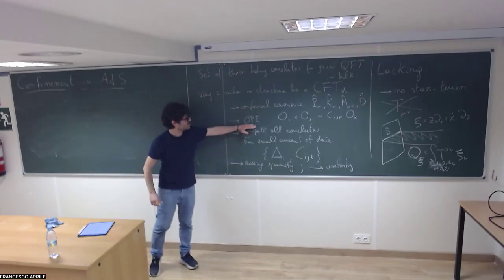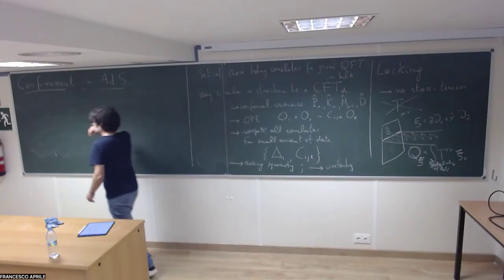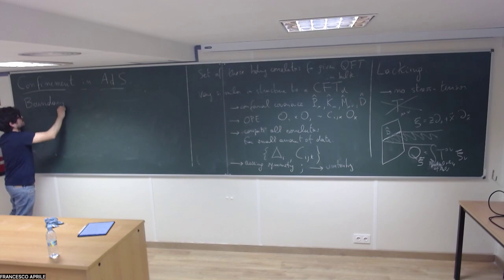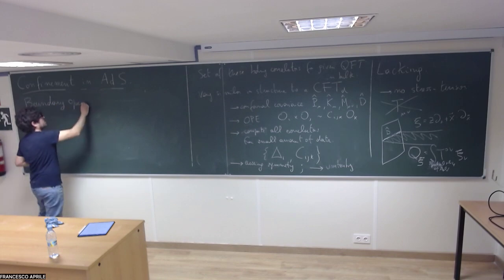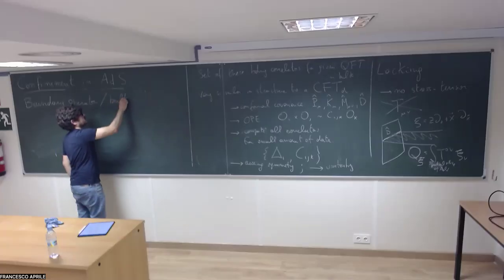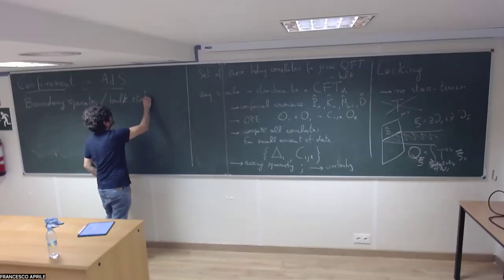I want to expand a little bit on why we have the D hat operator. The reason is that a very important structural feature of this setup is that we have what we might call a boundary state, boundary operator, bulk state correspondence. What do I mean by that?